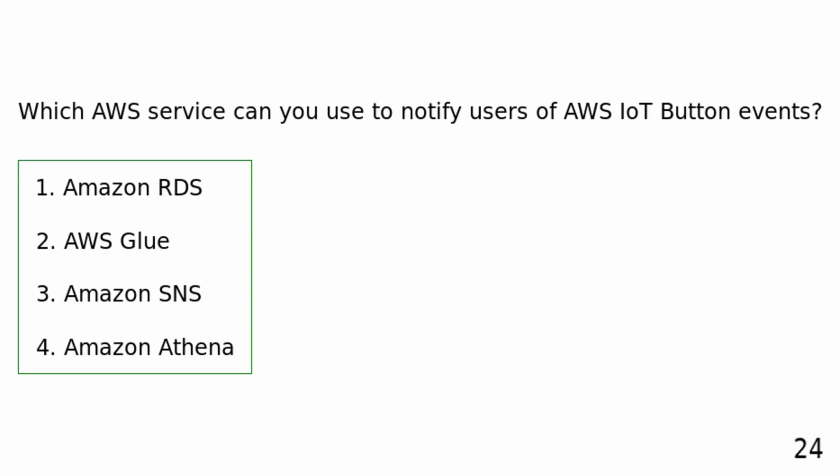Which AWS service can you use to notify users of AWS IoT Button events? Amazon RDS, AWS Glue, Amazon SNS, Amazon Athena. Amazon SNS can notify users via SMS or email when the AWS IoT Button is pressed.